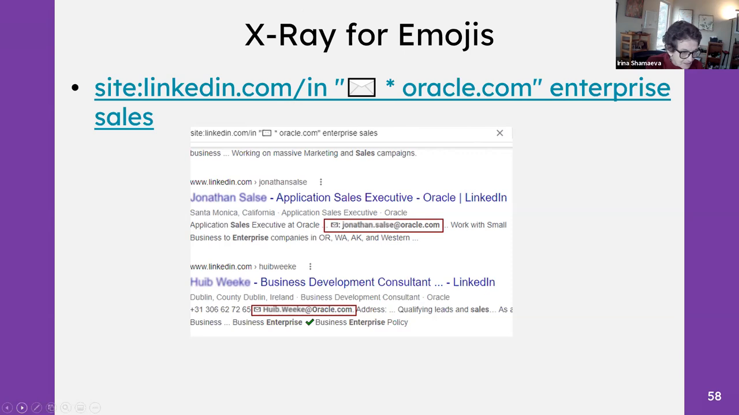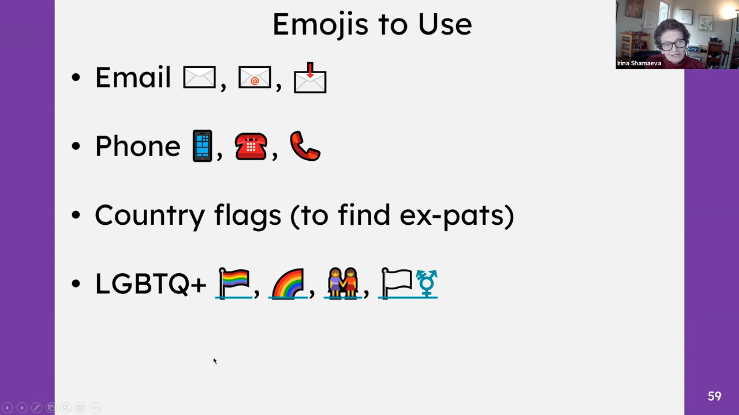There are lots of emojis that you could be using. These are email emojis, phone emojis, country flags. If somebody moves from one country to another, they often would put their flag where they're from to identify themselves. So you can look for people who move this way, or love some country, I suppose. LGBTQ people use their emojis. You can be searching by rainbow and so forth. And these are underlined links that you can reproduce.